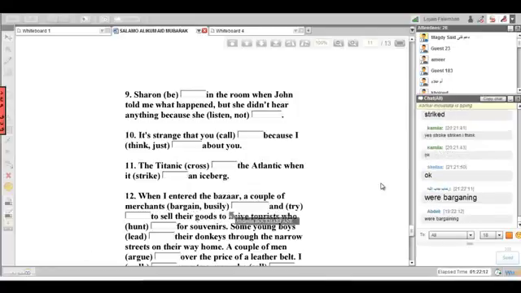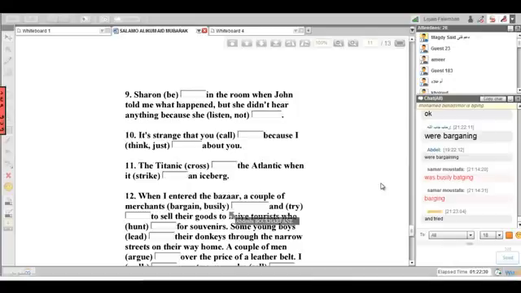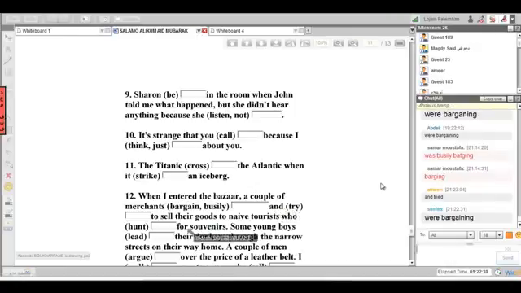So we're in here. Argue. A couple of men argue over the price of a leather belt. No, don't be sorry, Rehab. Don't be sorry. Okay. Arguing, there is a missing E. Should we omit the E or not? Should we omit the E?